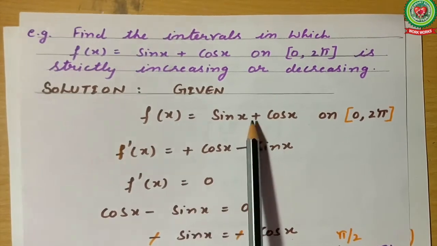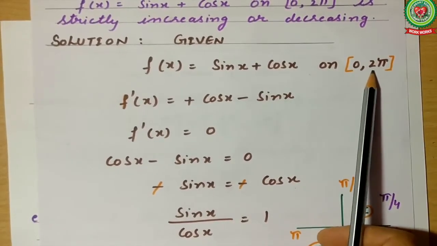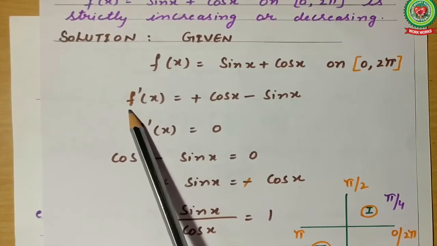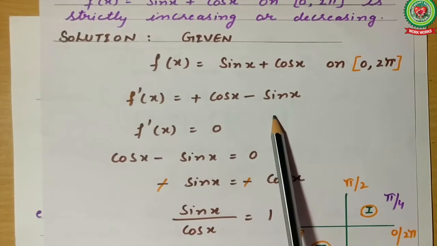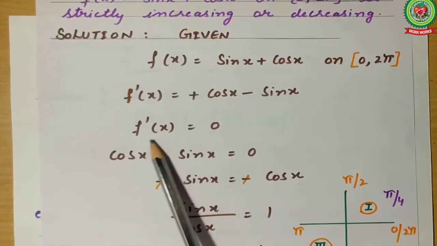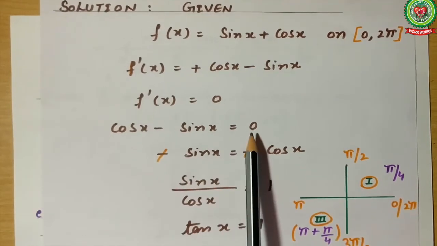f(x) is equal to sin x plus cos x on the closed interval [0, 2π]. We will find out the differentiation of that function. Sin x differentiation is cos x and cos x differentiation is minus sin x. We will put f'(x) equal to 0. Now cos x minus sin x is equal to 0.